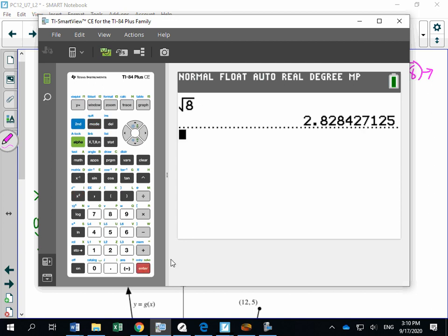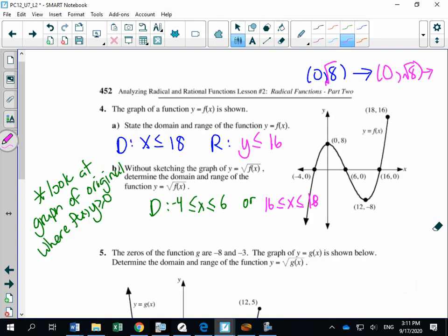So the square root of 8 is 2.8, so almost 3. So that (0, 8) is going to go to (0, 2.8). So my transformed graph, my radical graph, will look like that.